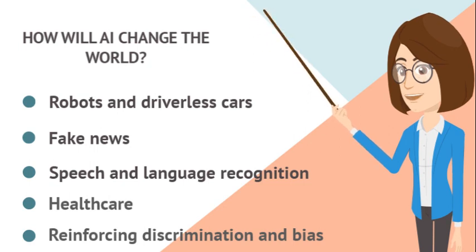Reinforcing discrimination and bias. A growing concern is the way that machine learning systems can codify the human biases and societal inequities reflected in their training data. These fears have been borne out by multiple examples of how a lack of variety in the data used to train such systems has negative real-world consequences.